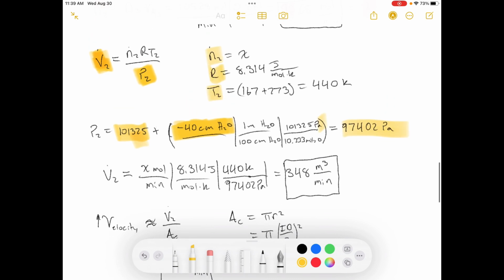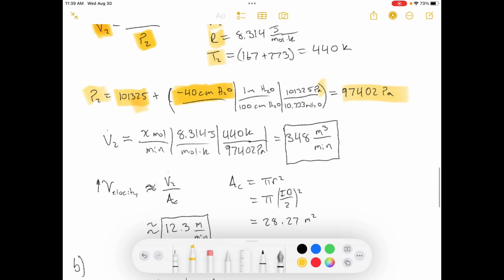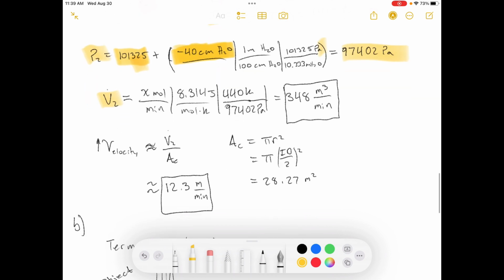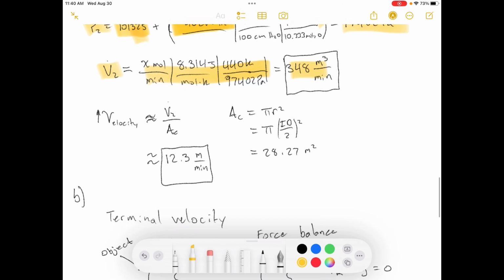We know what R is, temperature, pressure. So now we can solve for the volumetric flow rate. There you go. That's the volumetric flow rate. The velocity of the air is equal to, and it changes obviously because the pressure and temperature conditions are changing as the air flows through and picks up all this water, right?